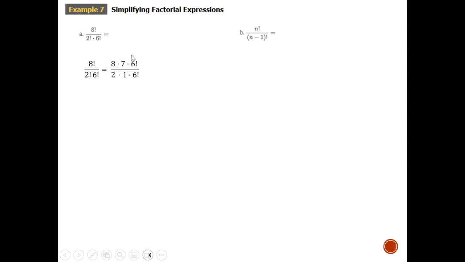I don't continue, guys, because it's going to cancel. These are going to be canceled, right? So it's equal to 1. That's 1 right there. So 8 times 7 is 56, over 2 will give us what, 28? The answer is 28.